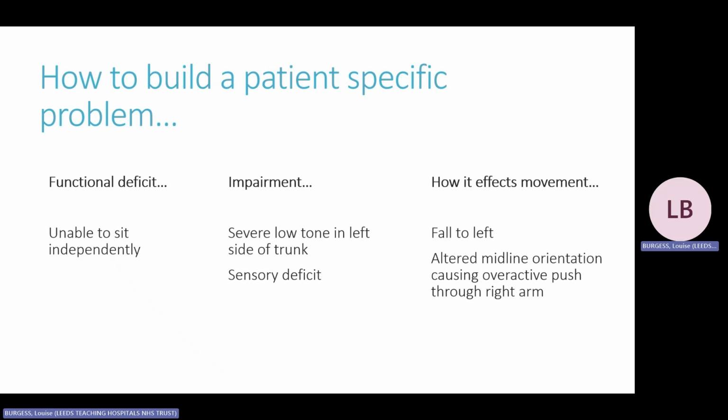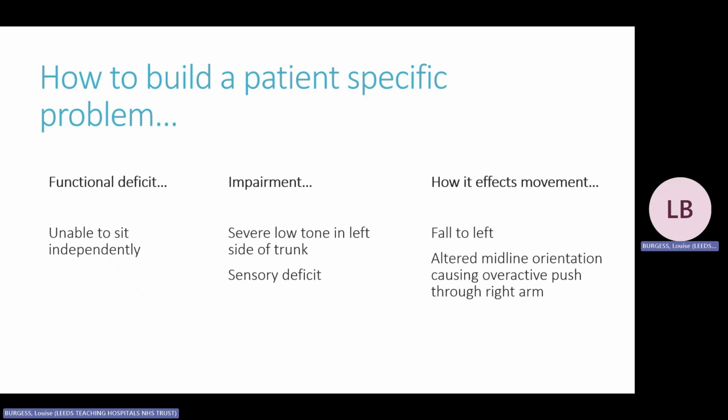So, for instance, their functional deficit is unable to sit independently. This is because they've got severe low tone in the left side of their trunk, a sensory deficit. And how this affects their movement means that they're falling to the left. They've got an altered midline orientation, causing overactive push through the right arm, which is worsening that fall to the left. Does that make sense?